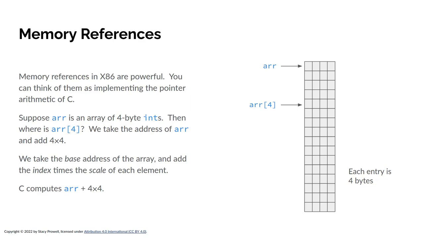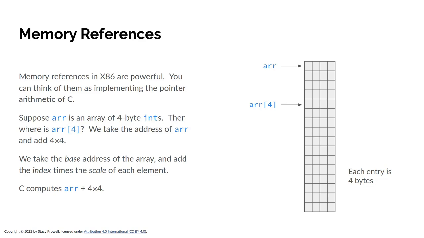Memory references in the x86 are pretty powerful things. They work very similar to the way memory references work in C. That's not a coincidence. We want the C language to be compiled into stuff that runs fast, and it's nice if there's not a big impedance mismatch between the way we represent things in C and the way they're represented on the processor. So they're going to work very similarly.